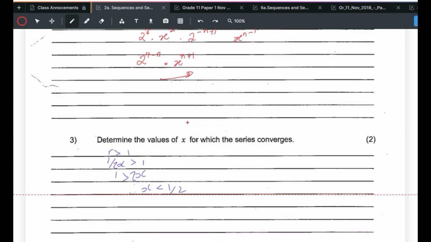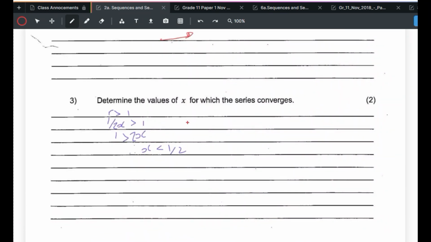1 mark, yeah. Exactly. They said determine the values for x for which this series converges.